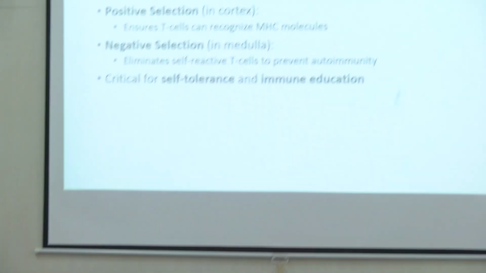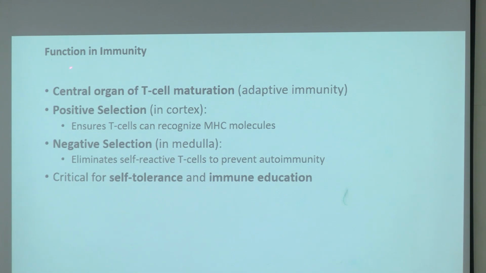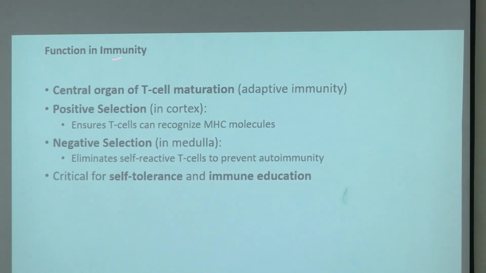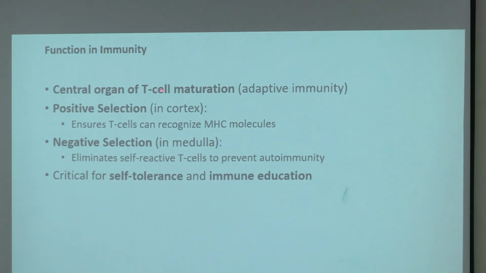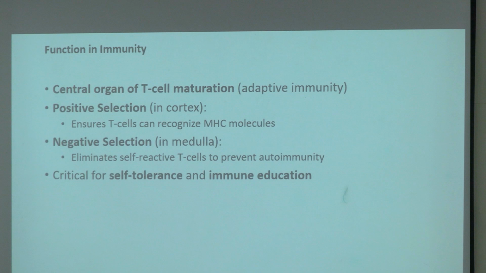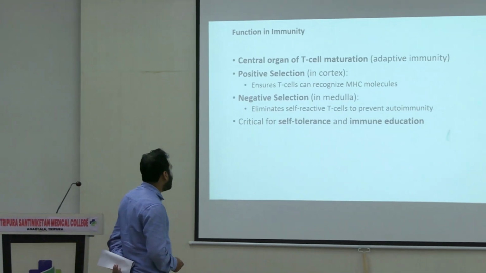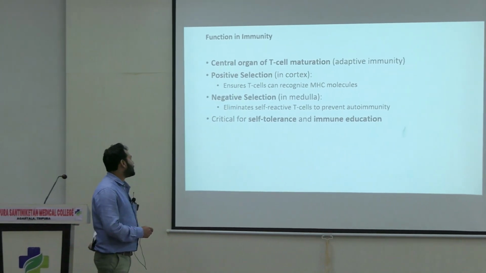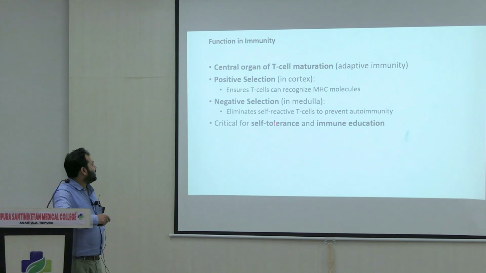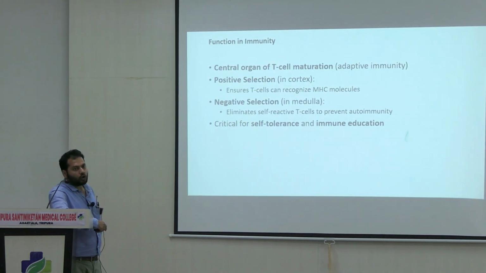So you can see here the most important functional part is body immunity and the central organ of T cell maturation. I mean, here thymosin is involved with the maturation of the T cells after the differentiation, and along with this, another important thing is that it ensures the T cells can recognize major histocompatibility complex molecules. And other than this, it has some other roles, like it eliminates self-reactive T cells to prevent autoimmunity.